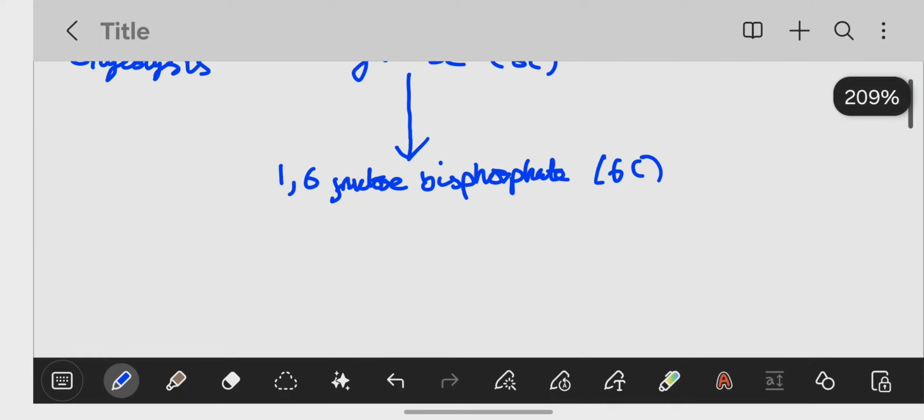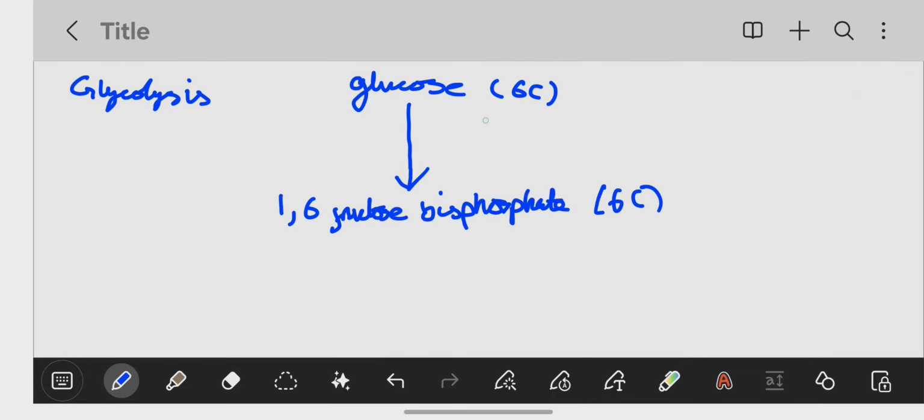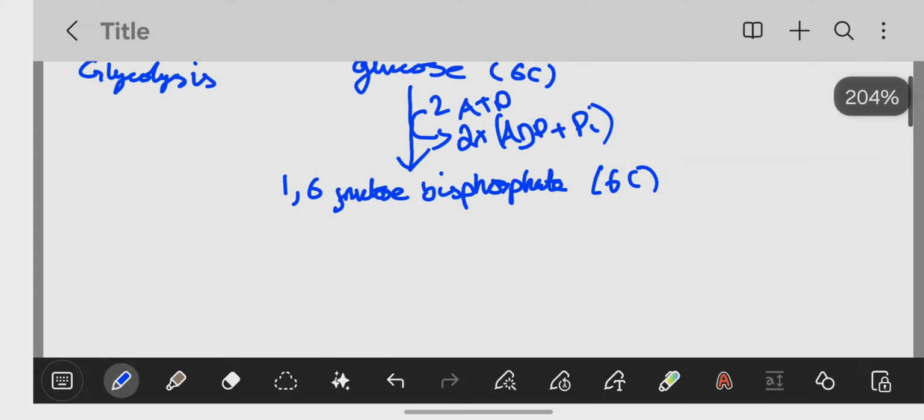Now, this reaction occurs because we use 2 molecules of ATP, and we form 2 molecules of ADP plus 2 phosphate groups. So you can see that ATP here is being hydrolyzed to produce 2 phosphate groups. And the phosphate groups attach to this molecule, fructose bisphosphate, hence the bisphosphate. Bisphosphate means 2 phosphate groups, and obviously we're producing 2 phosphate groups here. This is a very unstable molecule, 1,6-fructose bisphosphate.